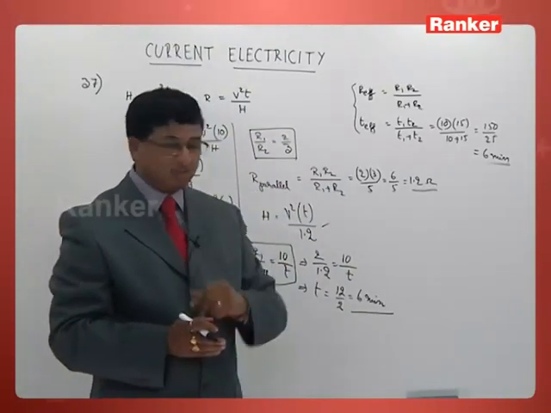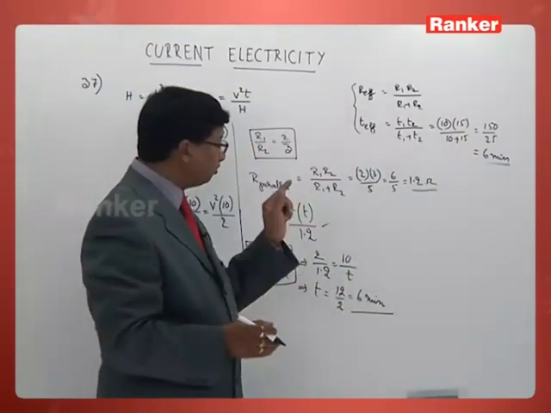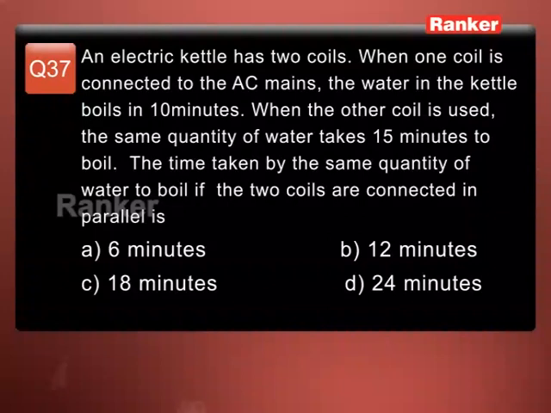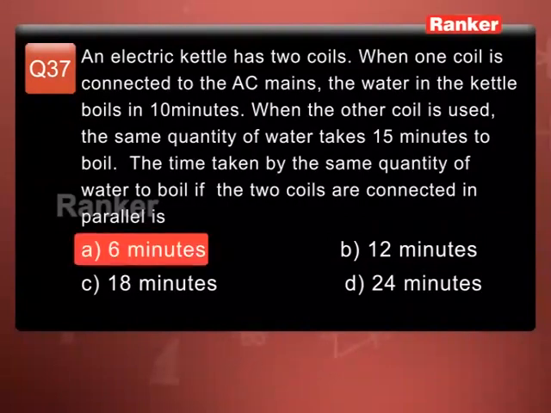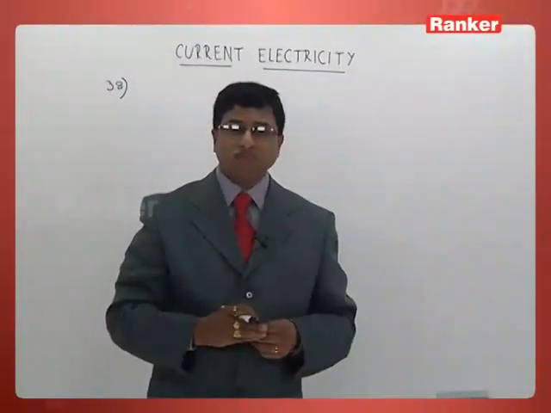So this is actually the concept of problem number 37, where the option is tallied with the first option, that is, answer is A now. 6 minutes will now be the correct answer for this question number 37. See the next question now.